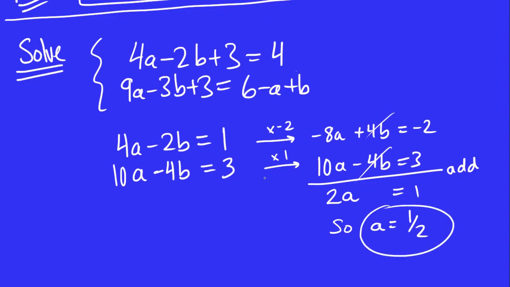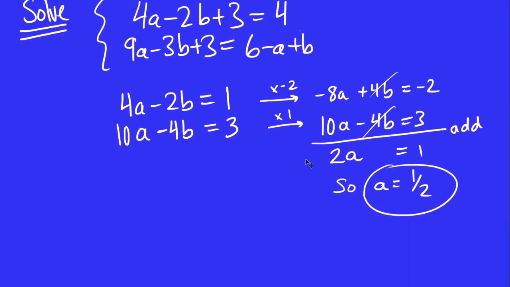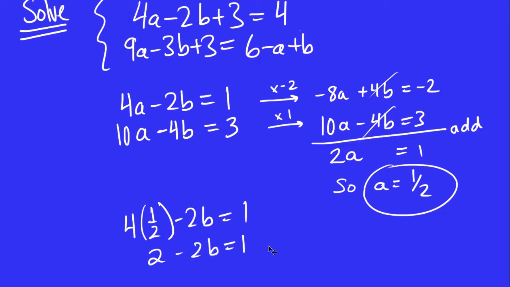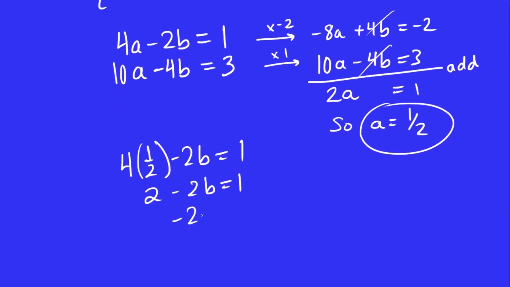All right. How about b? Well, since we know what a is, we can just plug a into one of these formulas and work it out. So why don't I take this first equation, 4a minus 2b equals 1. But instead of writing a, I'm going to write what a really is. A is a half. And this gives me a little algebra equation in b. I can solve that. 4 times a half is 2. I'll leave the minus 2b there.